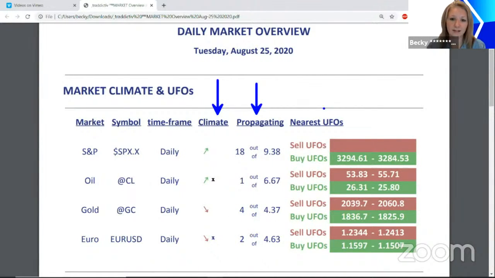Now, what we also want to understand is nearest UFOs. So UFO stands for unfilled orders. What we mean by that is where we expect there to be big stacks of buy orders in a market that can push it upwards, or big stacks of sell orders in a market that can push it downwards. We use our Auto UFO app to find that on a chart and show us where those stacks of orders are likely to be, which is where price is likely to turn. Once it hits buy orders, it's likely to go up. Once it hits sell orders, it's likely to come down. So we want to see where they are on the chart, where potentially these climates could turn and change direction. So we go through each of those for each market.